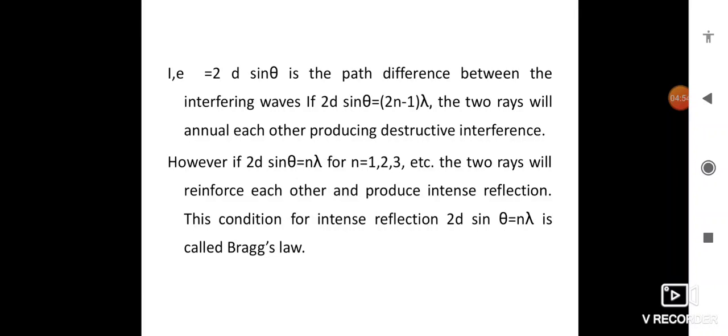It depends on theta, and the path difference between two interfering waves should be equal to integral multiples of the wavelength. Here d is the spacing between two planes, theta is the angle, lambda is the wavelength, and n is the order, an integer. Then Bragg's law condition is 2d sin theta equals n lambda. This is the derivation of the condition for Bragg's law.